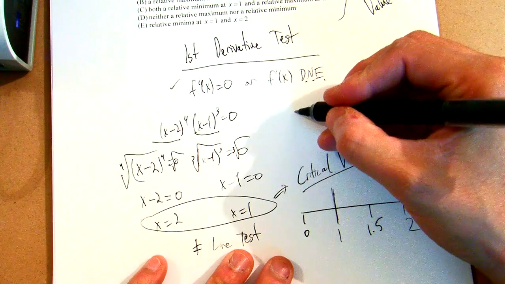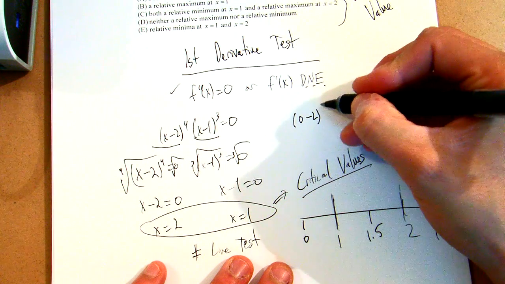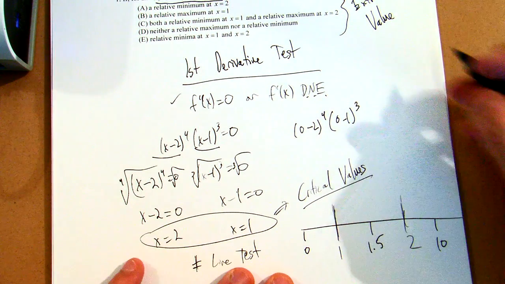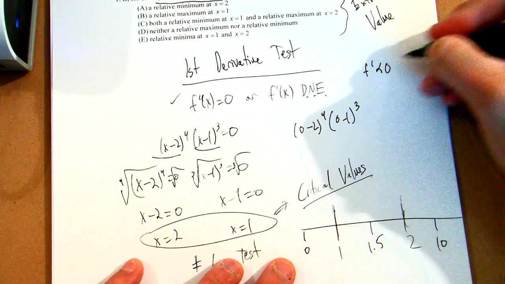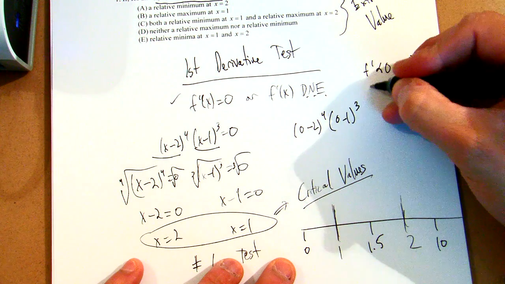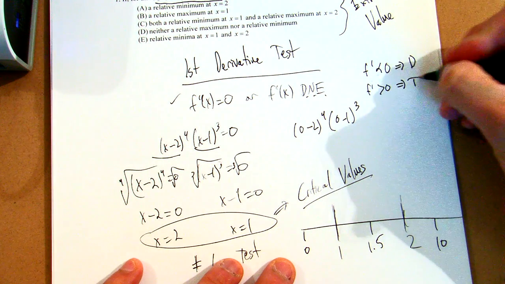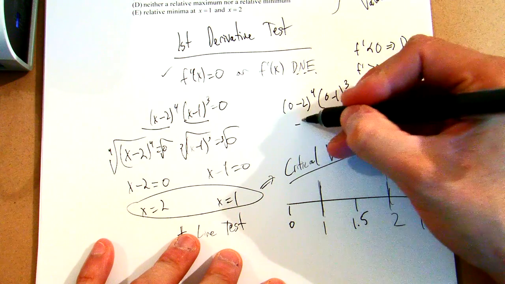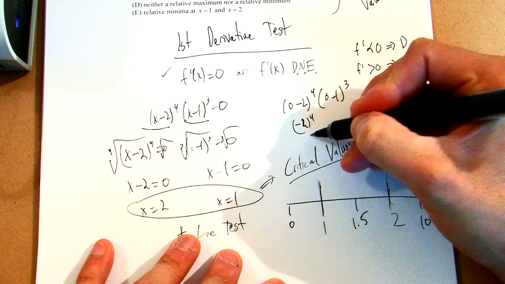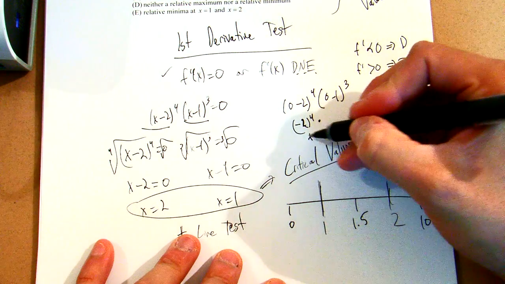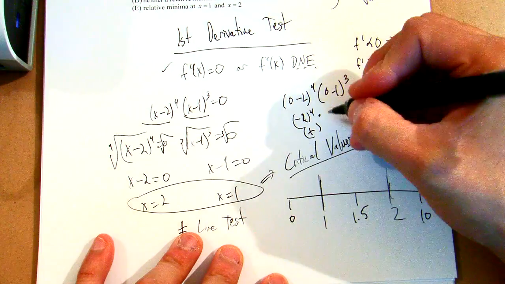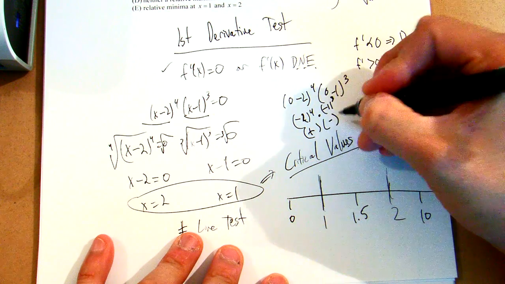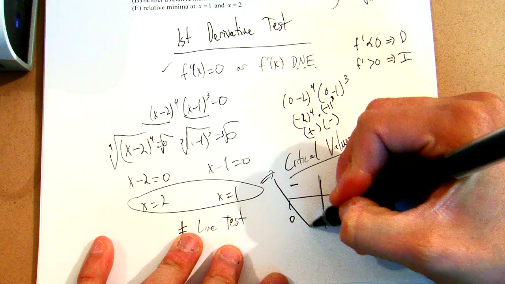If I do that, I'm going to get (0 minus 2) to the fourth times (0 minus 1) cubed. And what you're looking for is the sign. Remember, if f prime is less than 0, it is decreasing. If f prime is greater than 0, it is increasing. We're going to draw a picture of that in a second. So negative 2 to the fourth is some positive number, times negative 1 cubed, which is a negative. Notice I don't even care what number it is, I'm just looking at positive or negative. Positive times a negative is a negative, so this means it is decreasing.